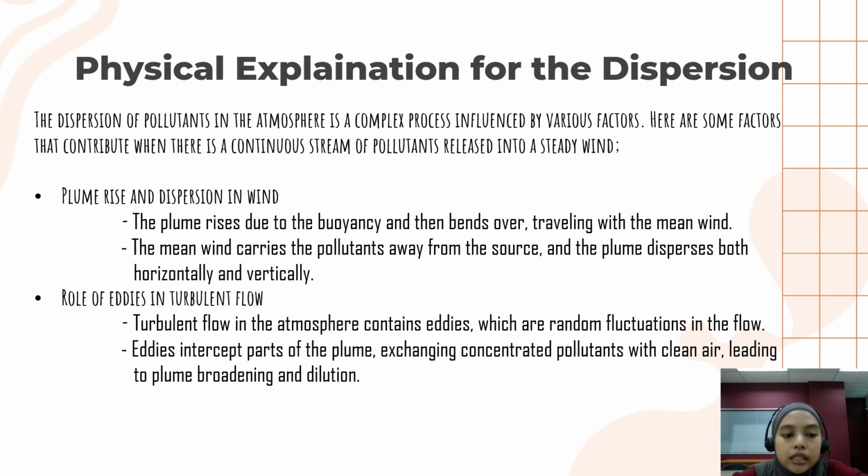Next is the role of eddies in turbulent flow. Turbulent flow in the atmosphere contains eddies, which are random fluctuations in the flow. Eddies in turbulent flow intersect part of the plume and exchange concentrated pollutant with clean air, which leads to plume broadening and dilution.